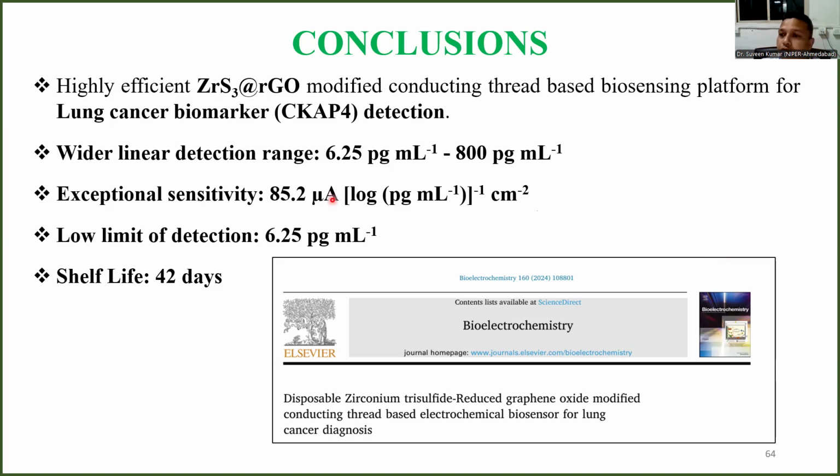When we investigate this, it will also be helpful to investigate or predict the status of occurrence of lung cancer in normal subjects. The shelf life of this electrode is 42 days only. This work is published in Bioelectrochemistry.